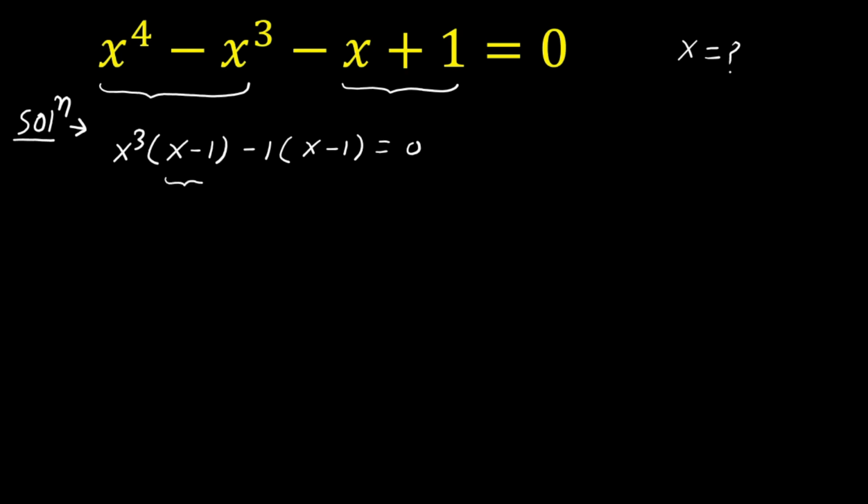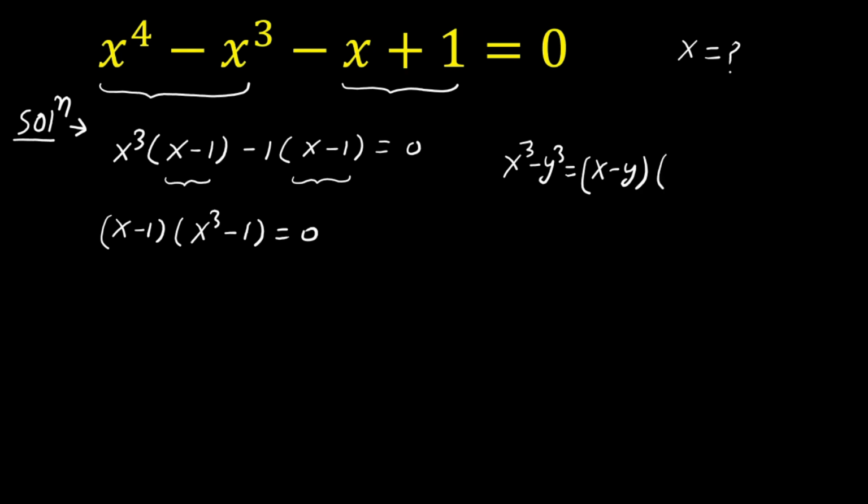Here we have x - 1 and here x - 1. If we take common x - 1, then x^3 - 1 = 0. Now students, we know that x^3 - y^3 is equal to (x - y) multiplied by (x^2 + xy + y^2).